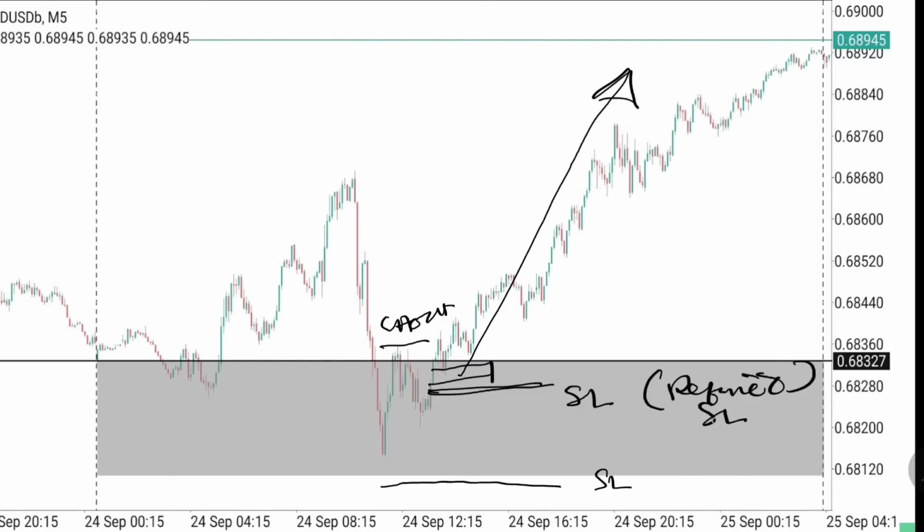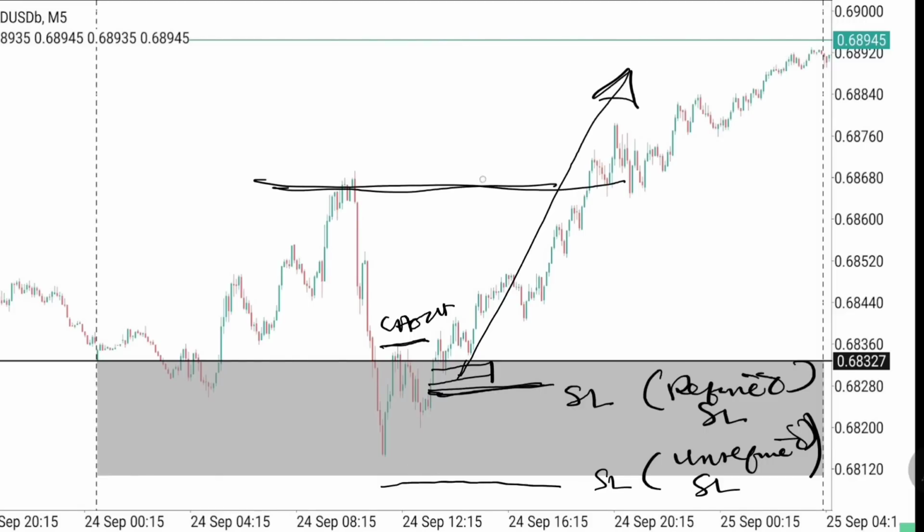Refined stop loss, and this is unrefined. Okay, this is the unrefined stop loss. That is the stop loss. This here, I've refined this entry after using my change of character, return to order block, or return to FVG. This is my entry, okay, and this is my stop loss.